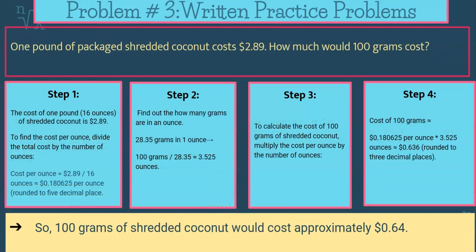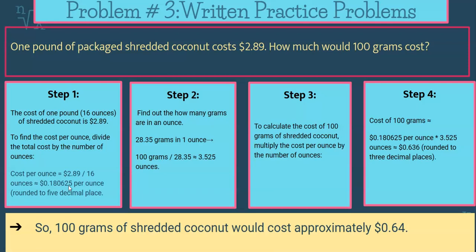So 1 pound of packaged shredded coconut costs $2.89. How much would 100 grams cost? So the first thing you need to do is, the cost of your 1 pound package is $2.89, and there are 16 ounces in a pound. So to find the cost per ounce, you're going to divide the total cost, the $2.89, by 16 because there are 16 ounces in a pound, and you end up with 0.180625 per ounce, which is the exact. Again, you can round this up. So that's how much 1 ounce of the shredded coconut costs.